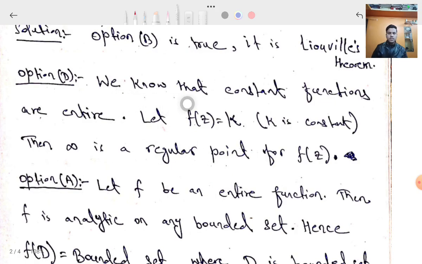We know that constant functions are entire. Let f(z) equals k, where k is a constant. Then f(z) is a constant function and f of infinity is also k. Hence infinity is not a point of singularity. Therefore infinity is a regular point of f(z). Then option D is also true.